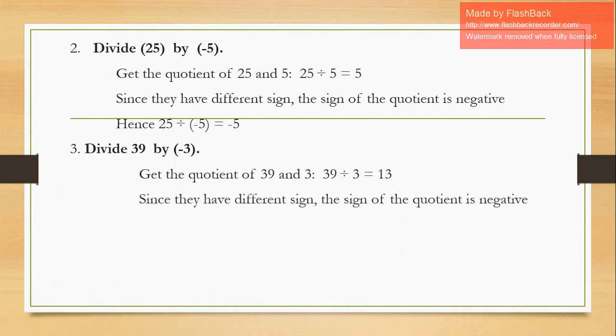And look for the sign. What is the sign of the first given? Positive. What is the sign of the second given? Negative. Since they have different signs, the sign of the quotient is negative. Hence, 39 divided by negative 3 is equal to negative 13.